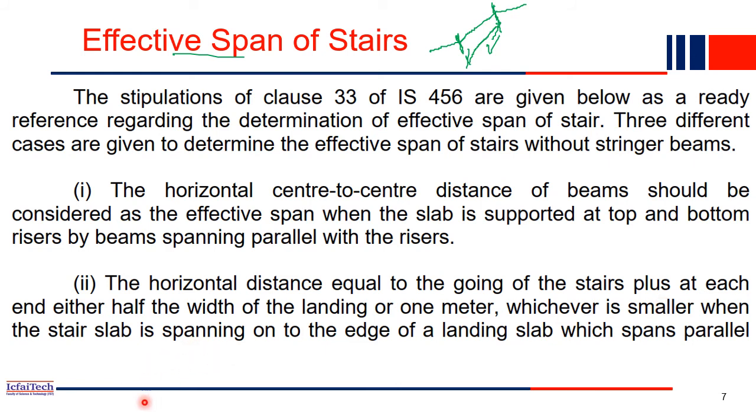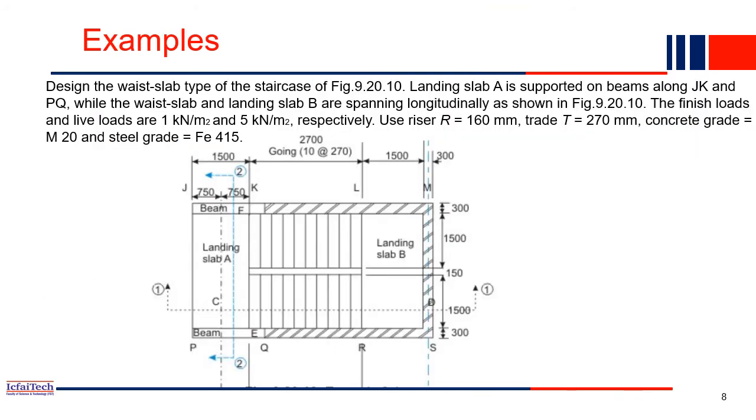that applies when the stair slab is spanning from one edge to landing slab which is parallel to each other. Okay, so either you can take center to center distance of the beam, or you can take center to center distance plus half of the landing, or 1 meter, whichever is smaller, and that also can be used as effective span of the stair. So these are the basic guidelines.